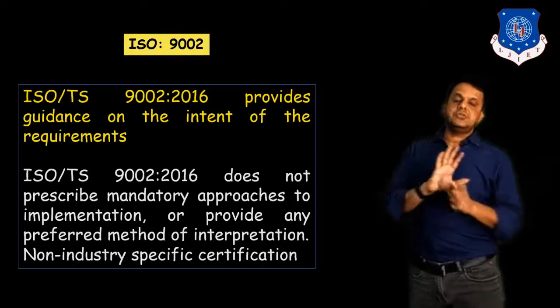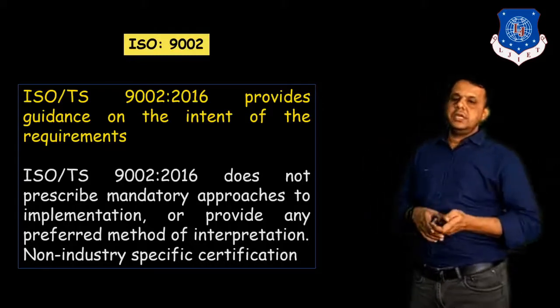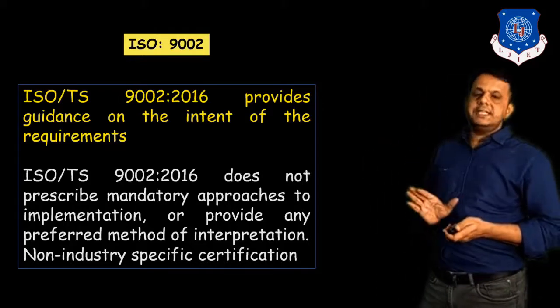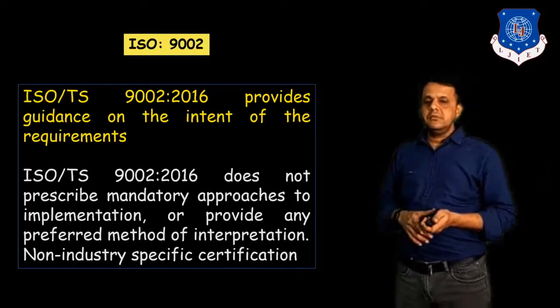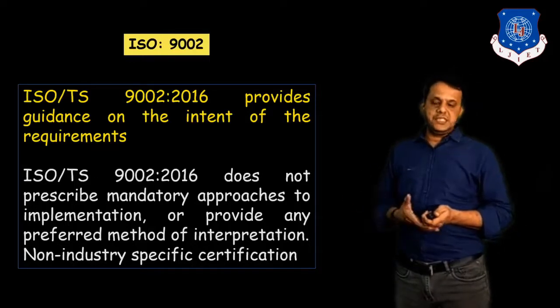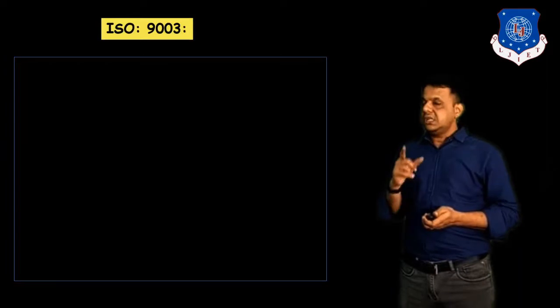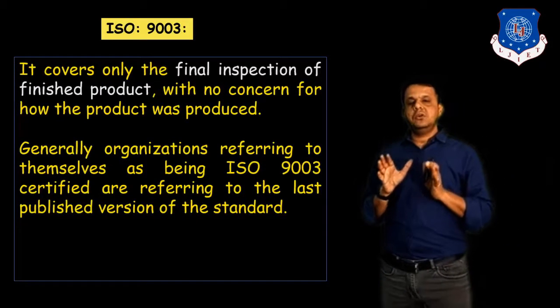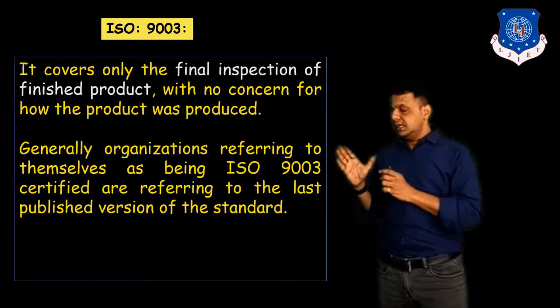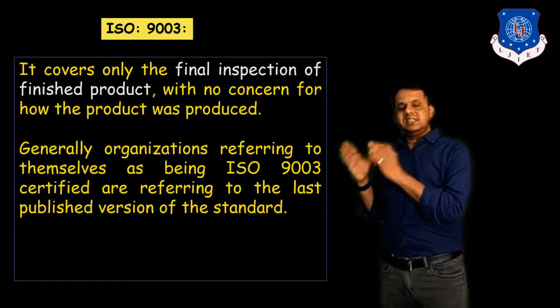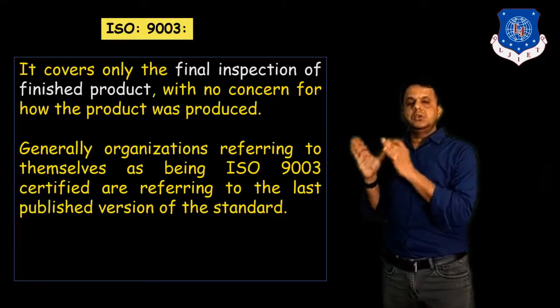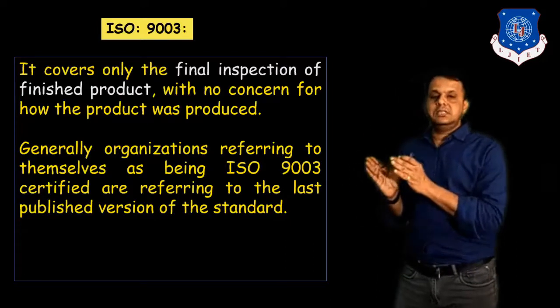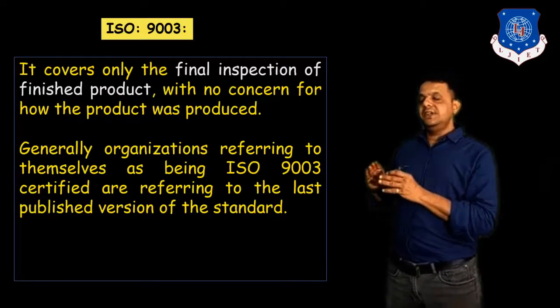It is about guideline. It is not a certification standard. It does not provide any mandatory approach, and it is a non-industry specification certification. ISO 9003 covers the final inspection of finished product. I repeat, the standards are not for product standardization, but here we talk about the process.